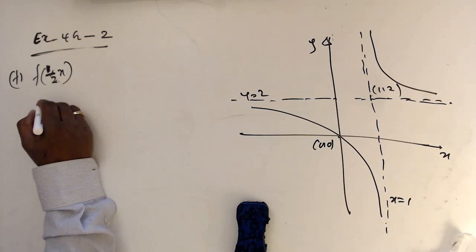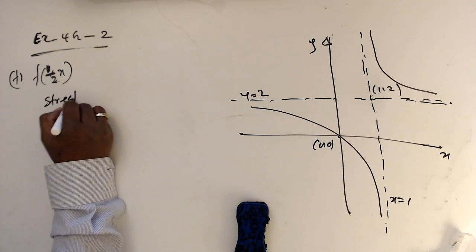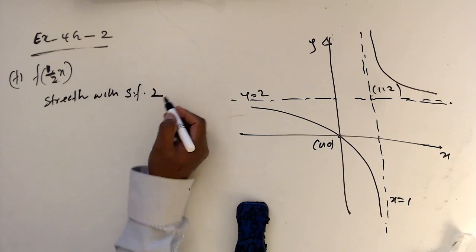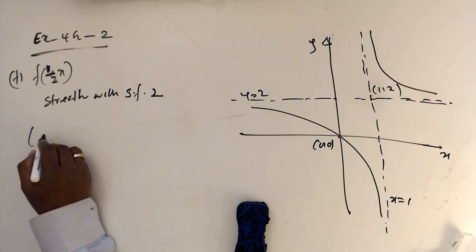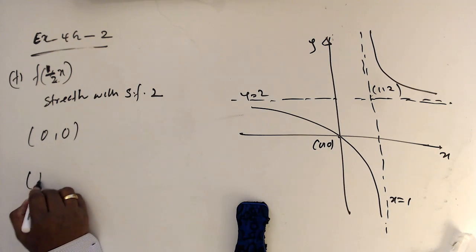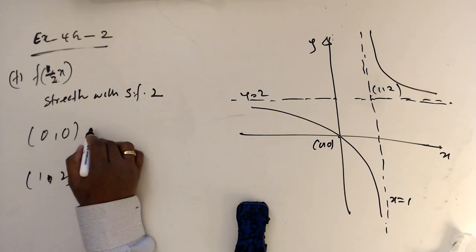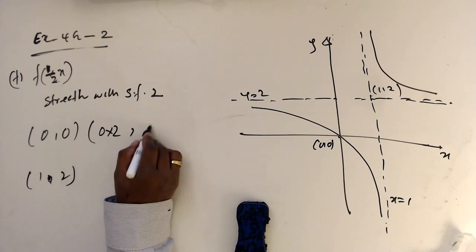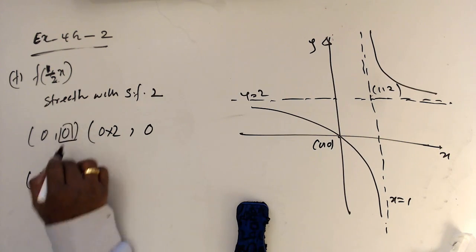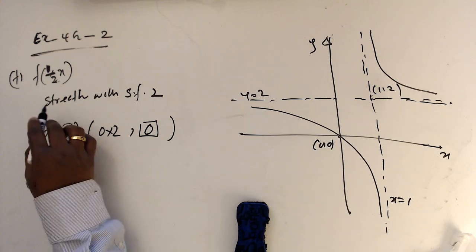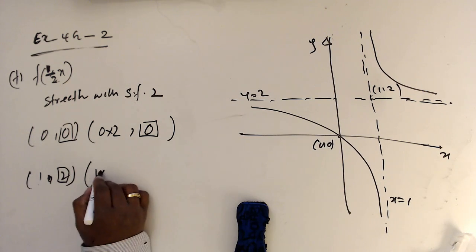So this is a stretch with scalar factor 2. It means you have to, this is 0, 0, another point 1, 2. You have to multiply the x value by 2. Y is still fixed. Y is fixed. And this x value by 2.